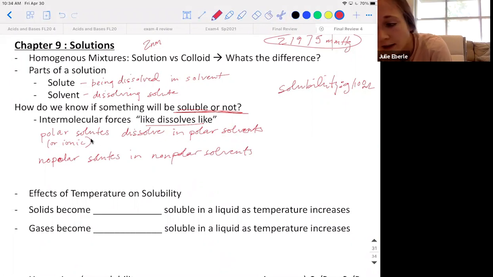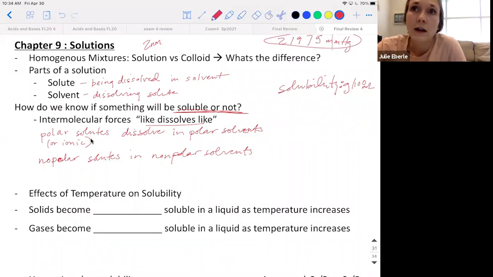So we even made a list of some common polar and non-polar solvents. We said things like water and acetone, methanol, acetic acid. These are all polar solvents. We said carbon tetrachloride, benzene, ethylene. These are all nonpolar solvents. But you have that list written down already. Polar and nonpolar do not mix. They do not make a solution.